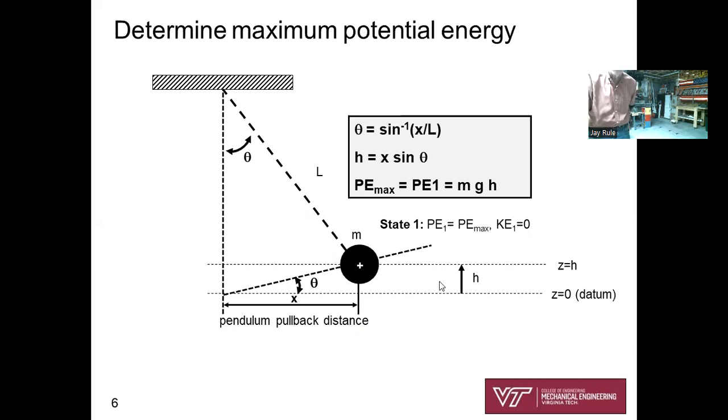So we have a trigonometry problem, right? Here's theta, and therefore here's theta. How do we determine theta for a certain amount of pullback? Well, theta is the arcsine of X over L. Then we can determine H, how high is our pendulum? Well, it's X times sine theta. So it's really pretty easy. And so the maximum potential energy is simply going to be at state 1, m, the mass, times g times h. So that's the maximum potential energy.